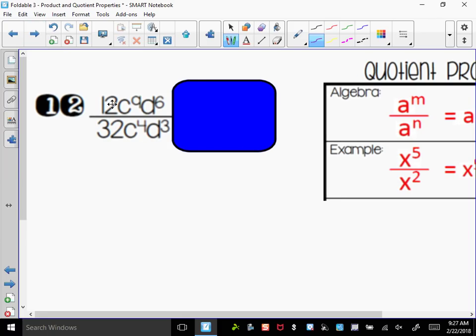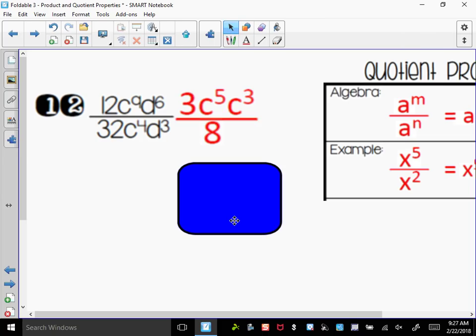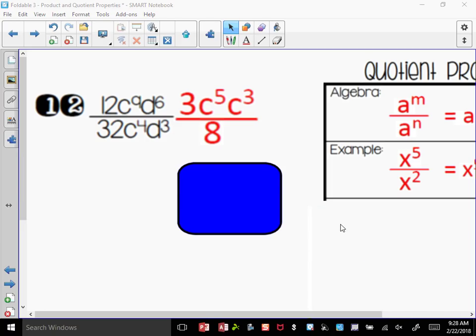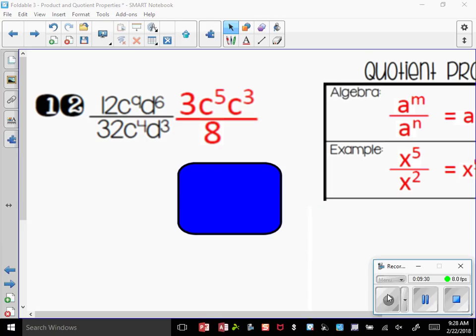How would we reduce 12 over 32? Actually, that should be, let's look. Is that a 12, right? And 32. All right, let's take a look. They might have this one incorrect. So yes, 12 over 32 will reduce to 3 over 8.